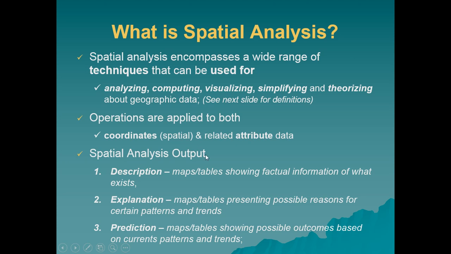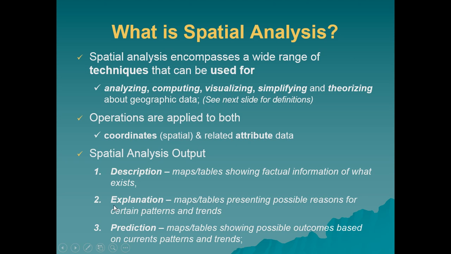So what would spatial analysis output look like? We can categorize that as well. The output can be descriptive, and when we talk about description with regards to maps and spatial data, you're basically looking at factual information. In other words, what characteristics of those features actually exist. For example, when you look at a map that shows existing characteristics of features, whether it is the height of something or the size of something, those would be descriptive maps.